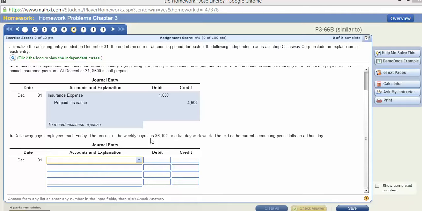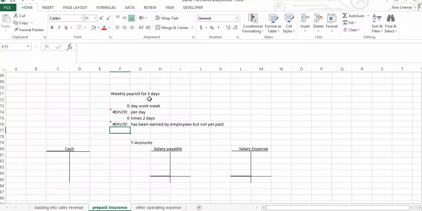So first of all, let's attack this by looking at how much per day the employees make. 6,100 for 5 days. So here's 5 days. One work week is 6,100. Let's see how I have this set up. Oh yeah, it's a 5-day work week.